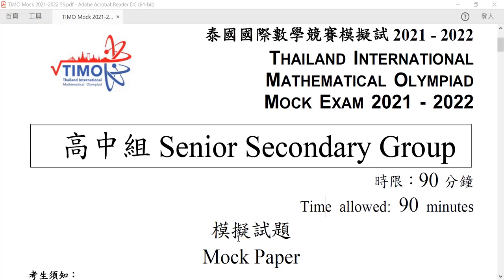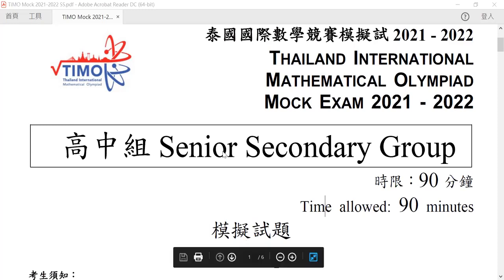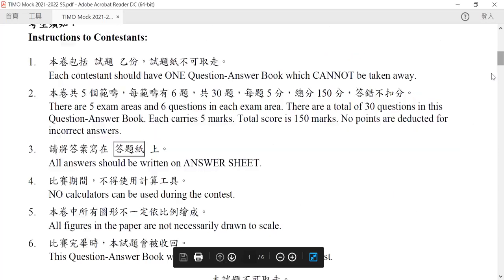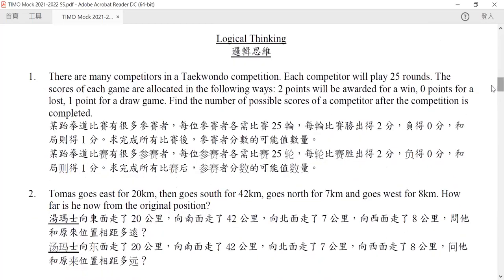So without further ado, let's go to the first question of this paper. Question number 1. Now, there are many competitors in the Taekwondo competitions. Each competitor will play 25 rounds, and the score of each game is allocated in the following way: 2 points for a win, 0 for a loss, 1 point for a draw. Find the number of possible scores of a competitor after the competition is complete.